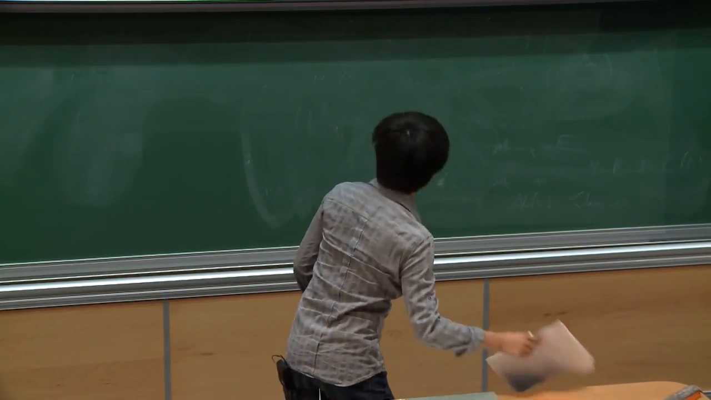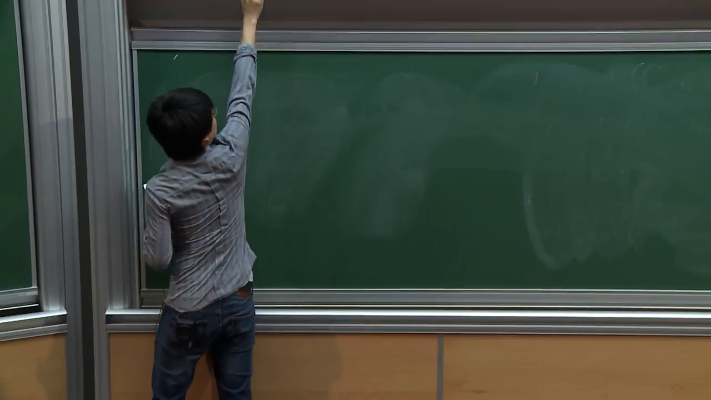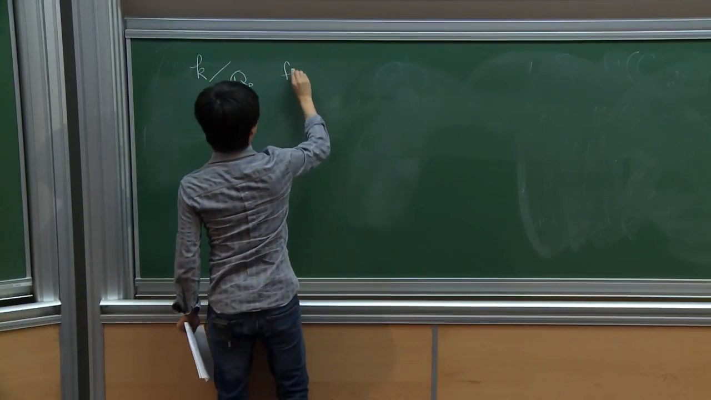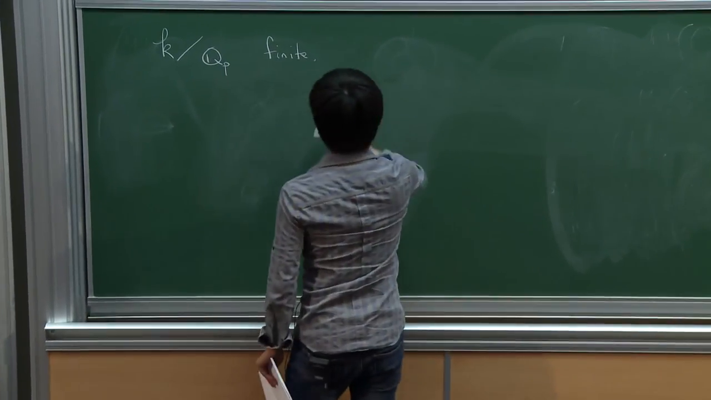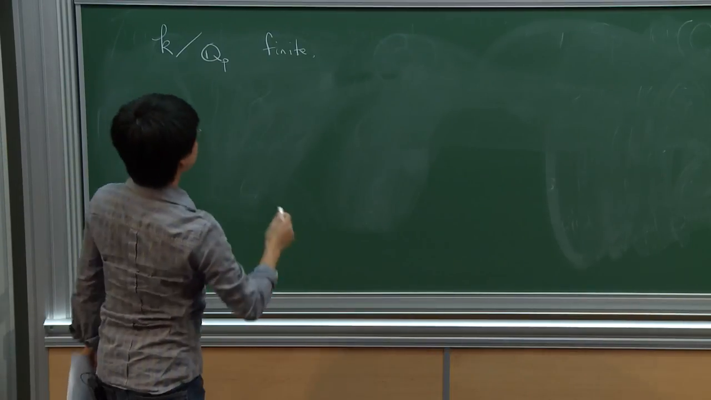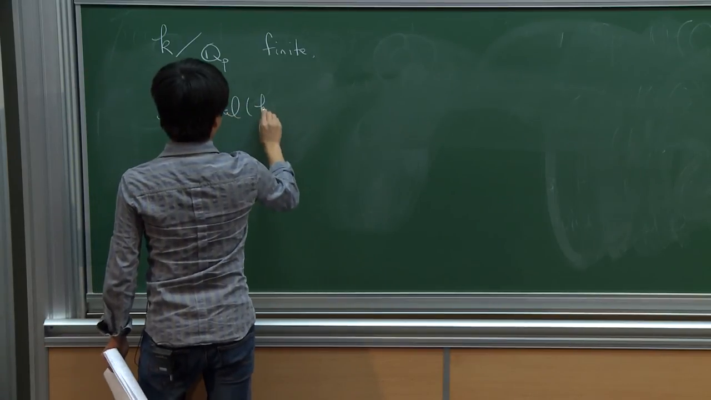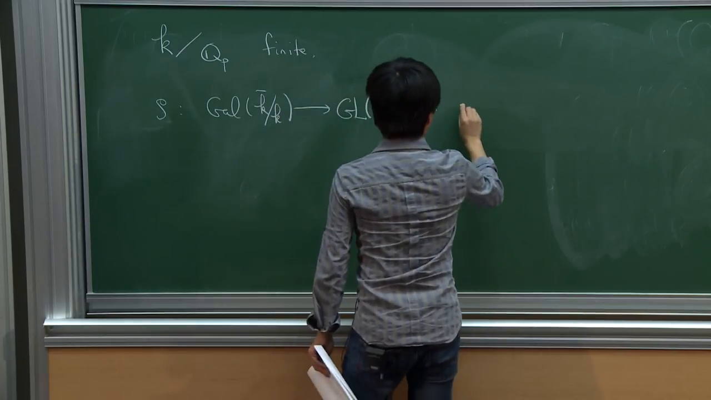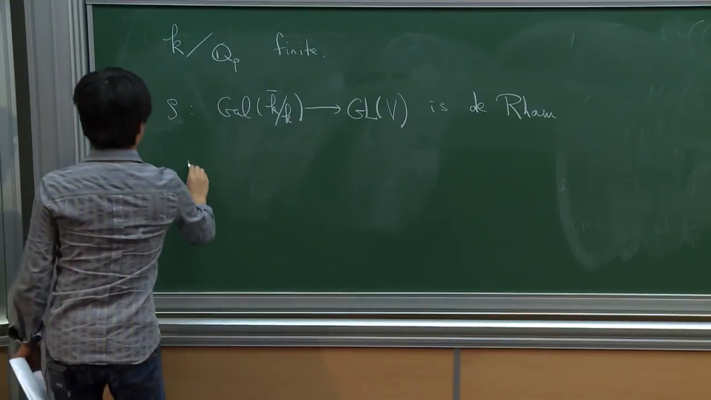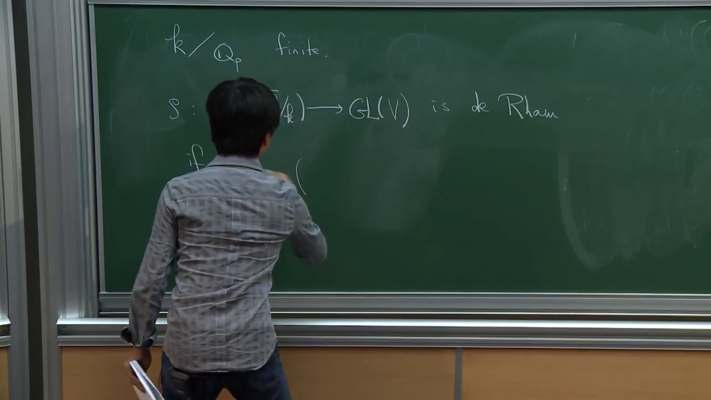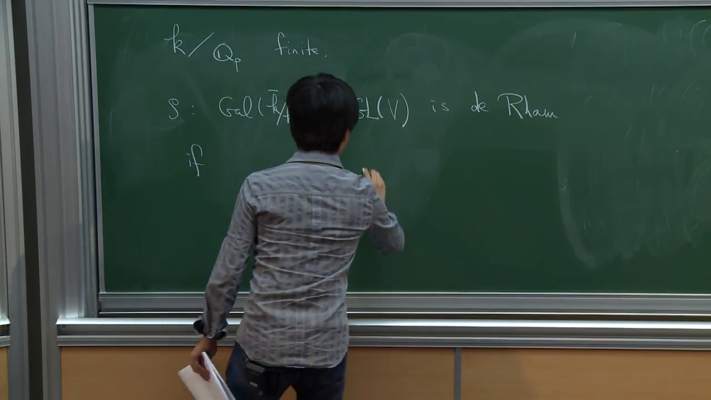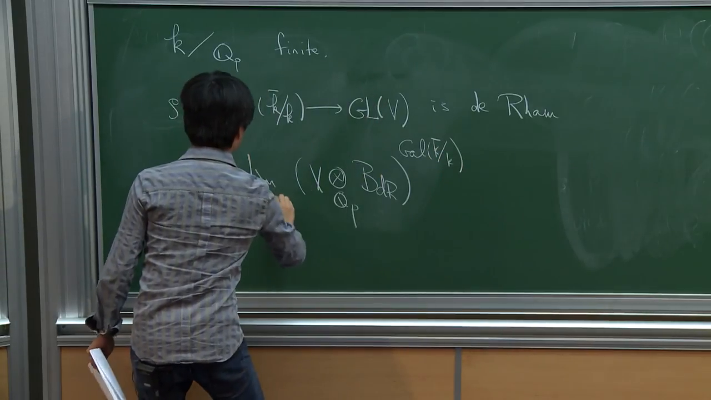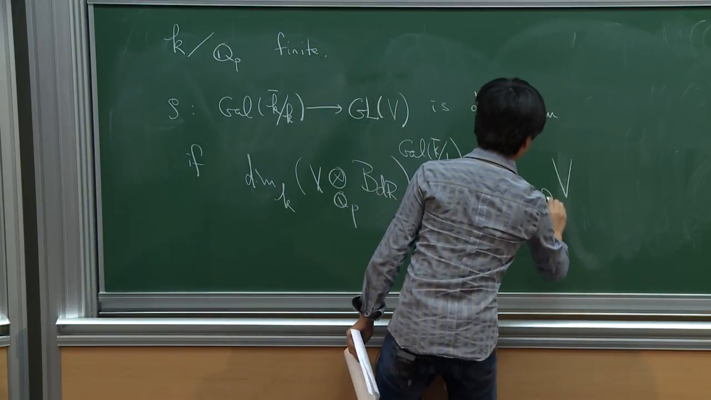Let's just record the following. Start with K over Q_p a finite extension, so it's a p-adic field. Recall that a p-adic representation rho from the Galois group to some vector space V over Q_p is called de Rham if you first tensor V over Q_p with Fontaine's period ring B_dR and take the Galois invariants, then its dimension is the same as the dimension of V over Q_p.